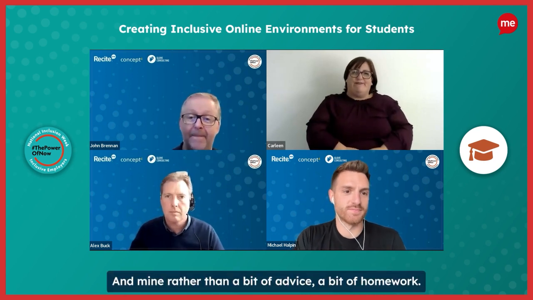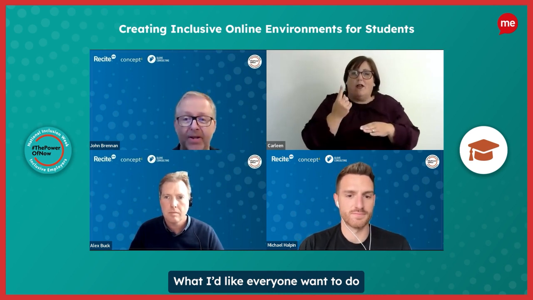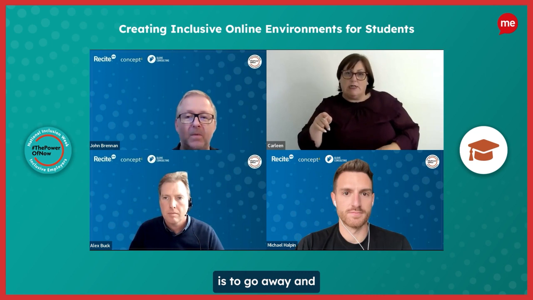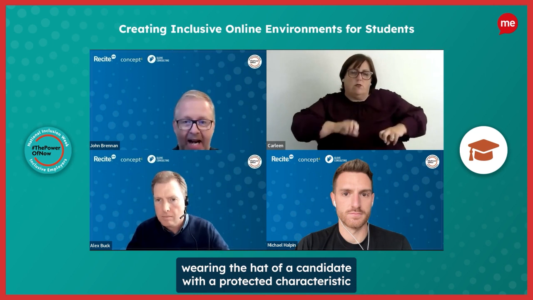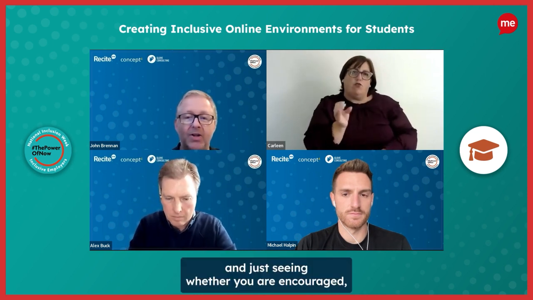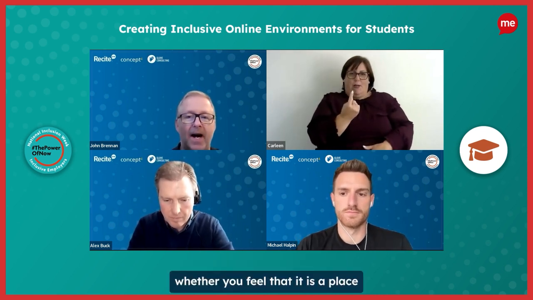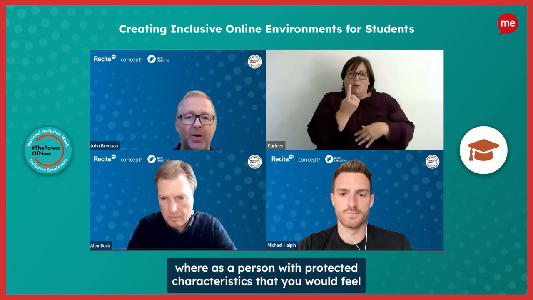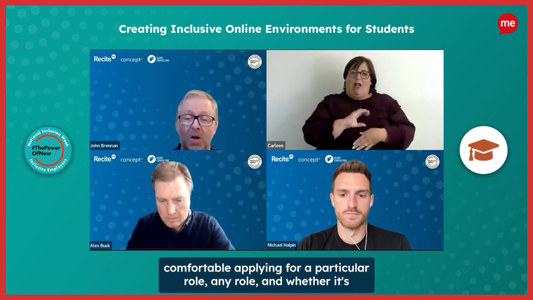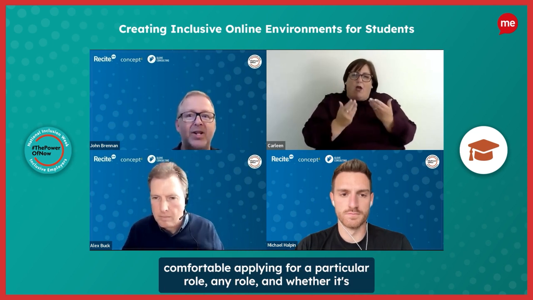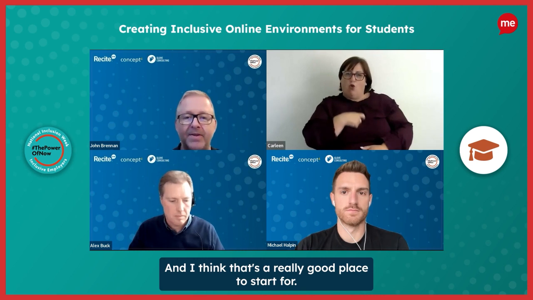John? And mine, rather than a bit of advice, is a bit of homework. What I'd like everyone to do is to go away and walk through your organisation's staff recruitment process, wearing the hat of a candidate with a protected characteristic, and just see whether you are encouraged, whether you feel that it is a place where, as a person with a protected characteristic, you would feel comfortable applying for a particular role, any role, and whether it's somewhere that encourages you and makes you feel like you would want to work there. And I think that's a really good place to start for EDI comms.